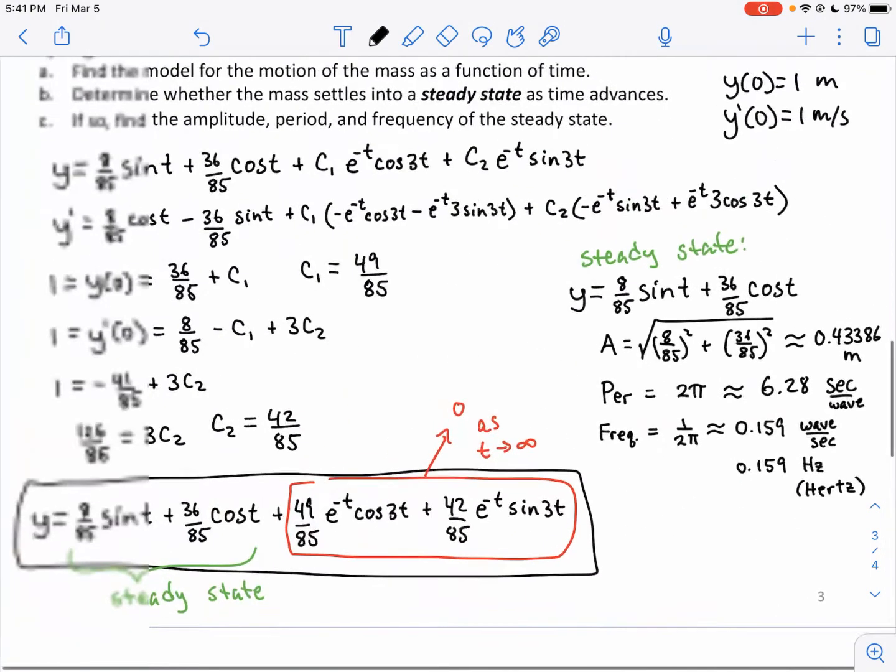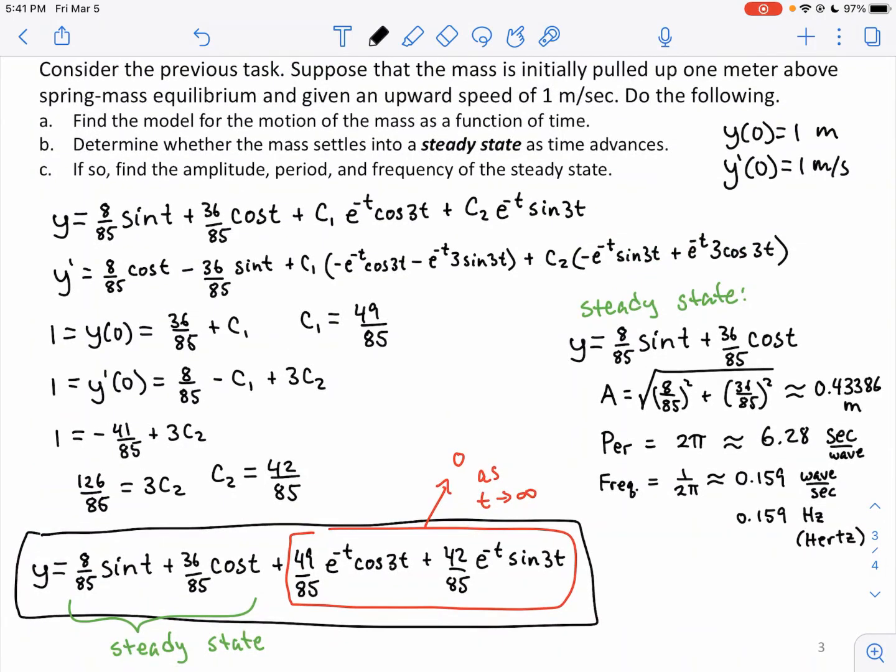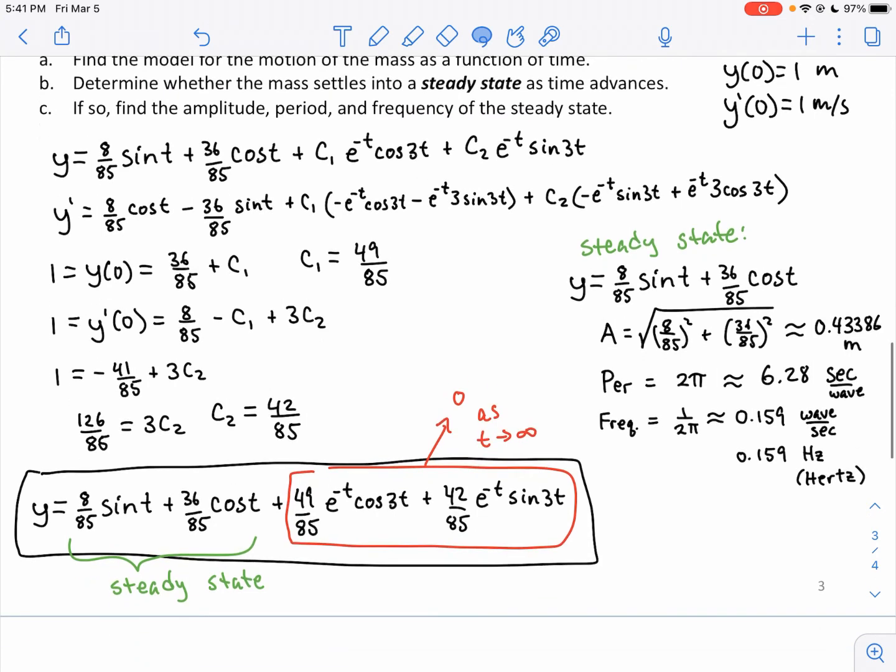Okay, so I think that answers all the questions that we were supposed to find. Reading part B: determine whether the mass settles into a steady state. It does, and we determined what that steady state was. If so, find the amplitude, period, and frequency of the steady state, which we did.